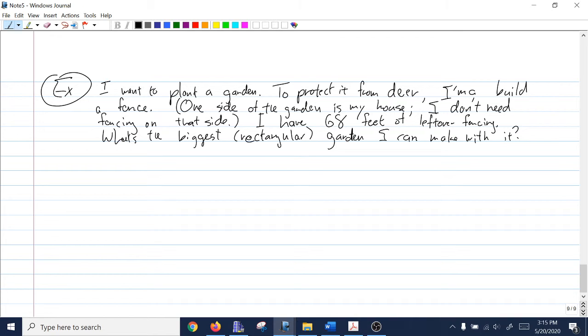So, there's a lot of these word problem type problems, and they all boil down to maximizing or minimizing something. Here I can see the question we're being asked is what's the biggest? We want to maximize.